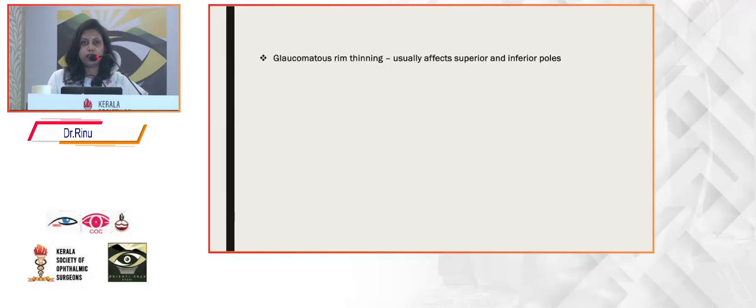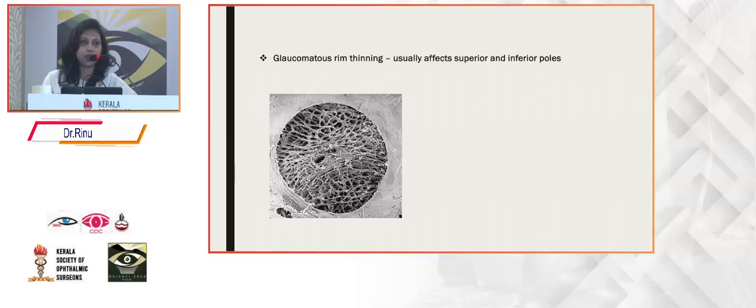We all know that the glaucomatous rim thinning usually affects the superior and inferior poles. We do not come across a nasal or temporal notch usually. So why is it so? The answer lies in the lamina cribrosa. This is the cross section of the lamina cribrosa, and it has fibrous tissues called glial cells which support the axons. If you look at it closely, the pores in the superior and inferior area are larger.